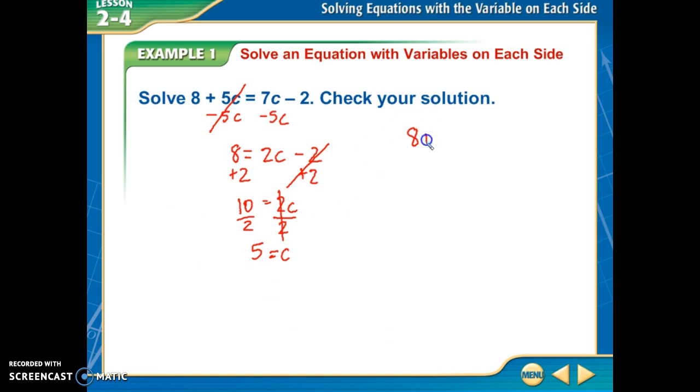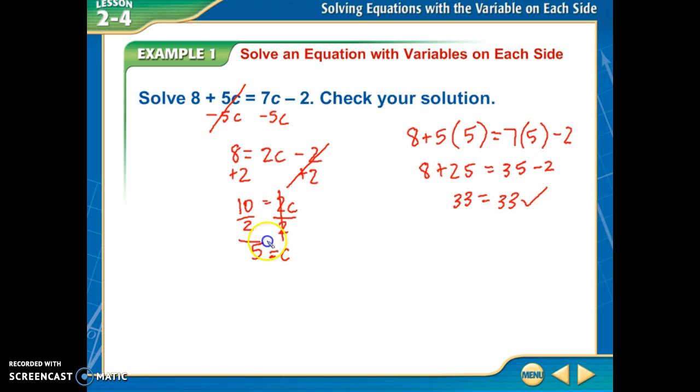So I've got 8 plus 5, and then instead of c, I'm going to plug in 5, because that's what I got for c. And that should equal 7 times that same 5 minus 2. Well, 5 times 5 is 25, 7 times 5 is 35, and then 25 plus 8 is 33, 35 minus 2 is 33, so my answer is correct.